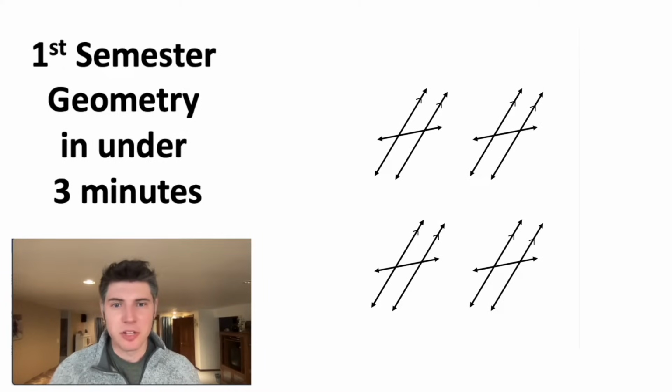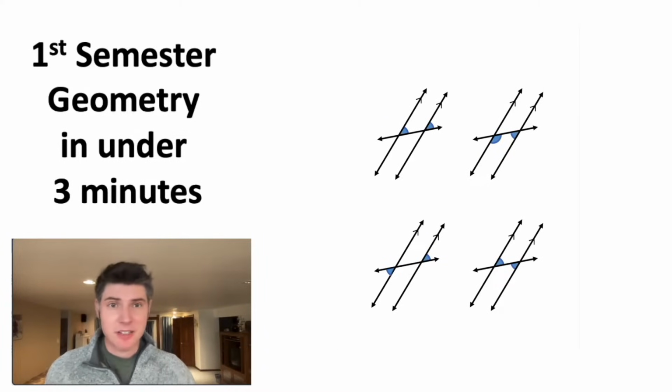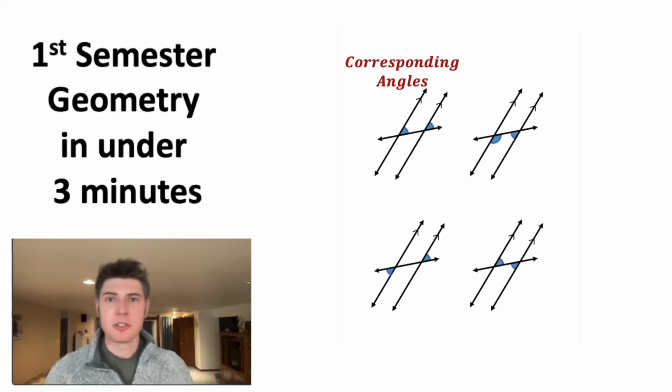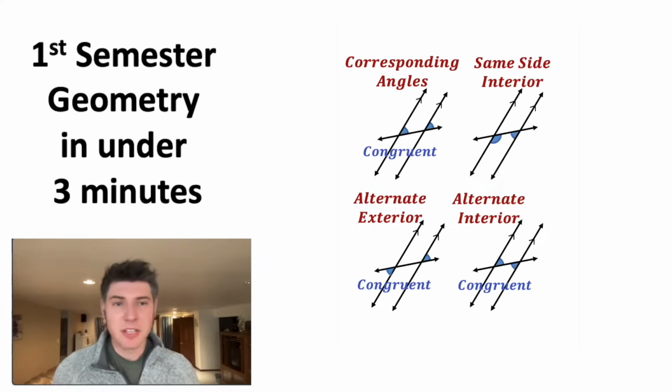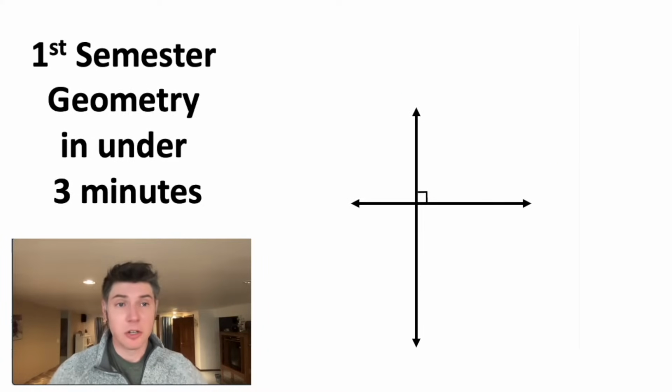Let's toss a line through them. Let's call this the transversal. This makes a whole bunch of angles, and we can name and study these angles. We have corresponding angles, alternate interior angles, alternate exterior angles, and same side interior angles. Some of these are congruent to each other, and some of these add up to 180 degrees, or in other words, supplementary.